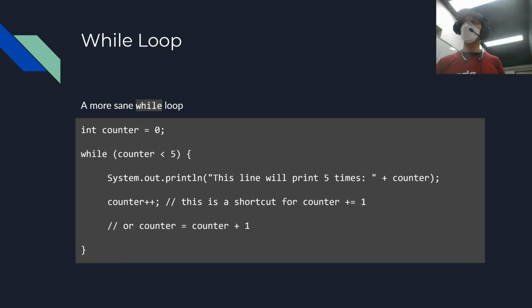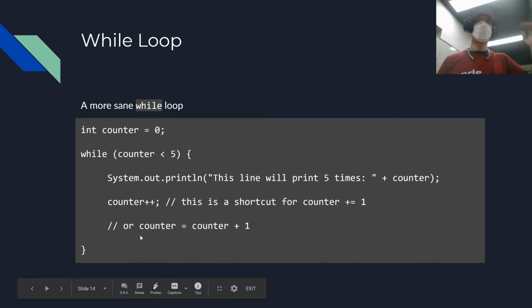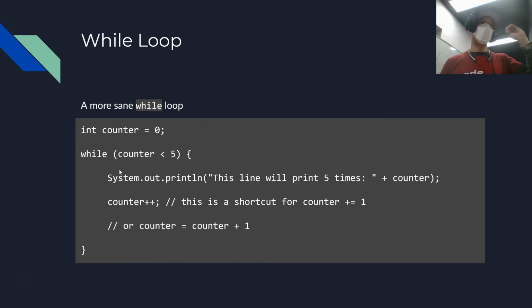So with while, if I started the counter at like 5 or 6, this would not run at all. It would just skip it, okay? Because this condition would not be true. So you'd have zero iterations. It would not run even once.